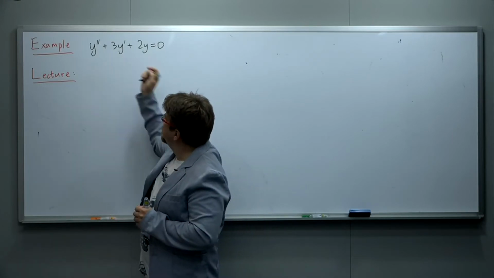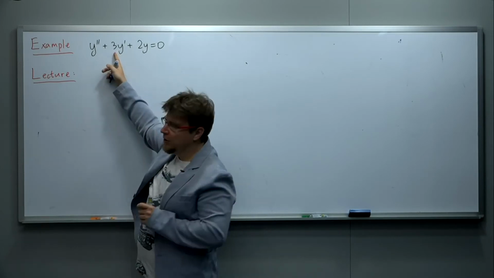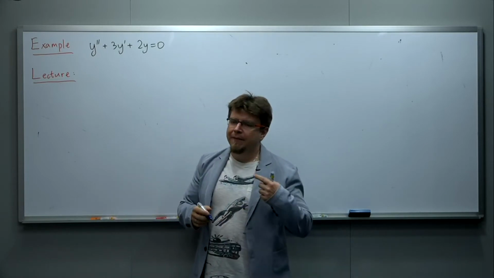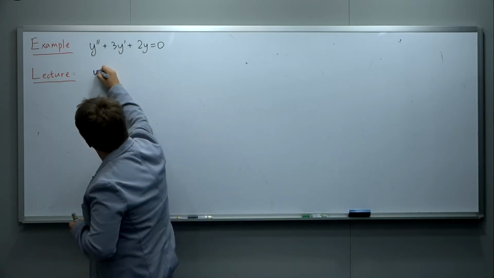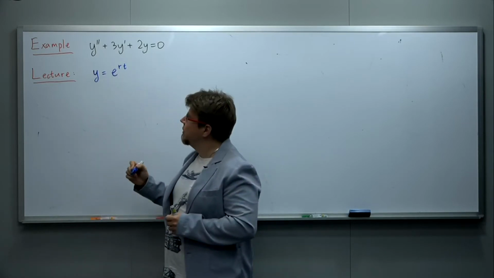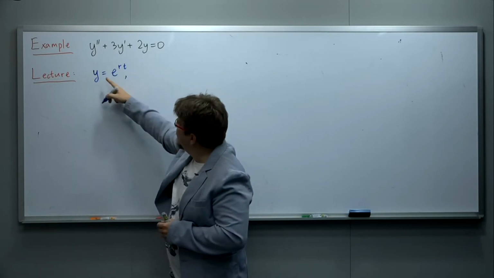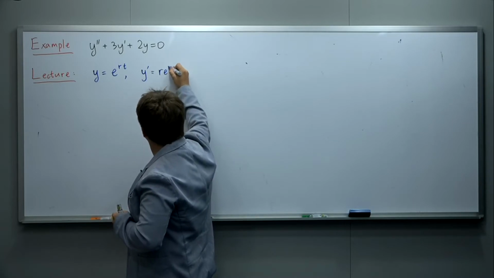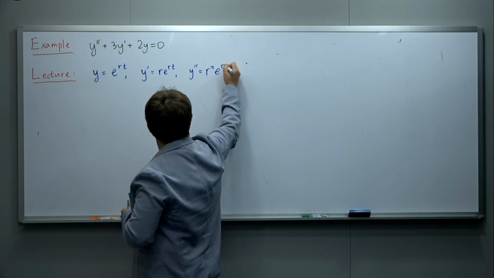Look, this is a linear equation with constant coefficients, and we know from the first order differential equations that it is natural to try the exponential function as its solution. So we're going to try y equals e to the rt as the solution, and then we are going to substitute it as y. If y is e to the rt, then y prime equals r e to the rt, and y double prime equals r squared e to the rt.